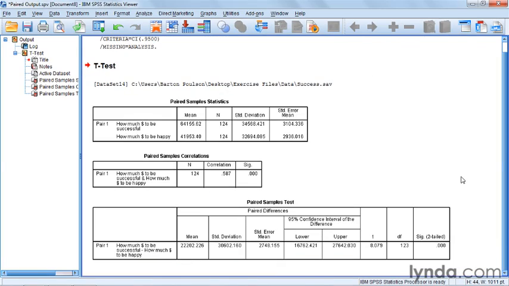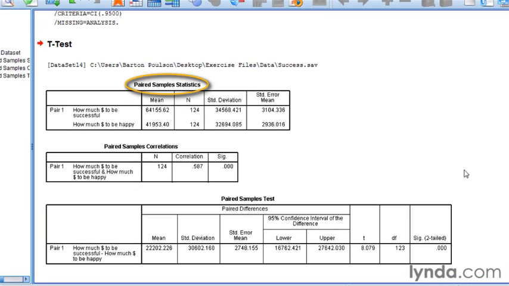We get a few tables of output from these procedures. The first one gives the descriptive statistics for the two variables. So for instance, we see that for this particular sample, the average amount of money that people felt a person needed to make annually to be considered successful was $64,000. That had a standard deviation of about $35,000. On the other hand, the amount of money that people thought a person needed in order to be happy was lower, at about $42,000 a year, with a standard deviation of about $33,000. That table also has the standard error of the mean at the end. That simply goes into calculating the inferential statistics, and we don't need to deal with it directly.